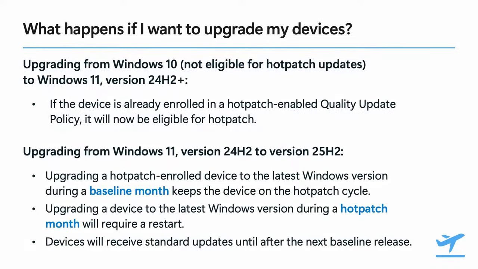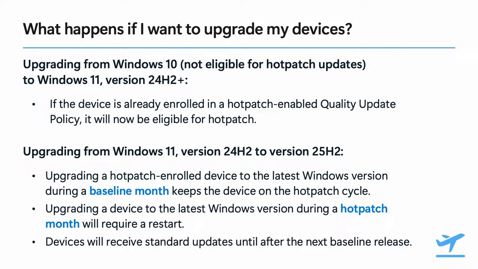A related question is, what happens if I want to upgrade my devices? I'll talk about 2 scenarios that have come up for our customers. The first scenario is upgrading from Windows 10, which is not eligible for Hotpatch, to Windows 11, 24H2, or 25H2. If that Windows 10 device is already enrolled in a Hotpatch-enabled quality update policy, it will now be eligible for Hotpatch. Once that enrolled device gets a baseline release, the next month it will be offered a Hotpatch update.